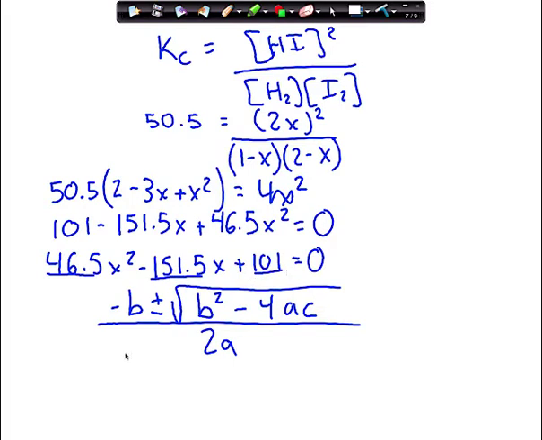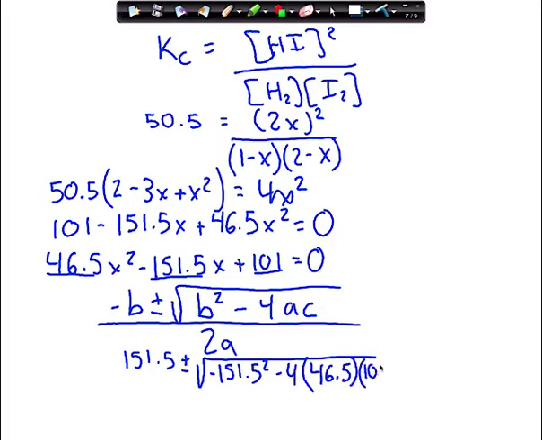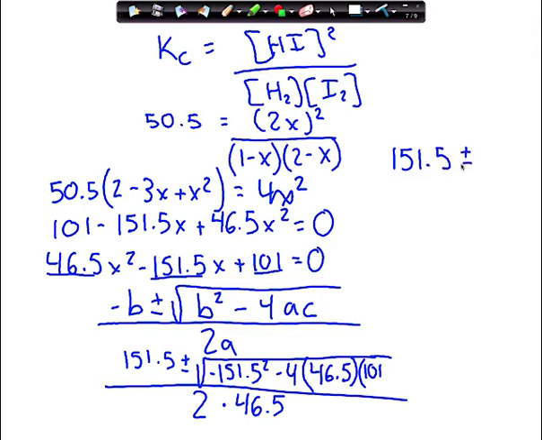Then, guys, this is your a, your b, and your c. So it would be 151.5 plus or minus the square root of negative 151.5 squared minus 4 times 46.5 times 101, all of that divided by 2 times 46.5. Then I'm going to climb up the side as we continue to solve this. So we would then have 151.5 plus or minus, resolving what's in parentheses.